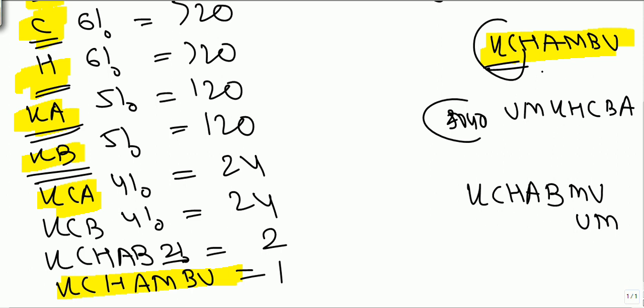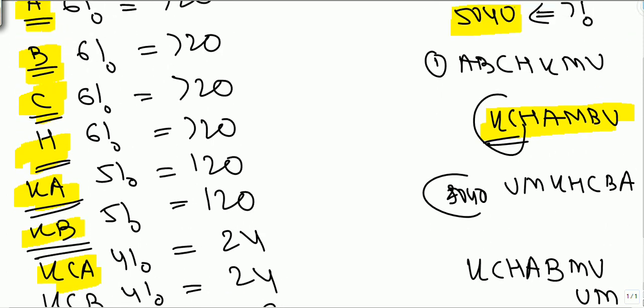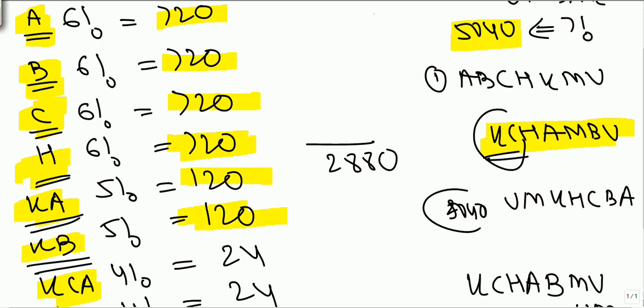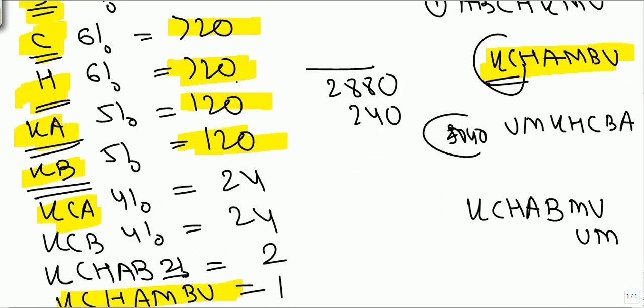So what will be the rank? We have got 720 words starting with A, 720 with B, 720 with C, 720 with H. So all these 4 ones give 2880. Now we have got KA, KB, 120 times 2, which is 240. Now we have started with KC: KCA, KCB, 24 and 24, what we have got is 48.